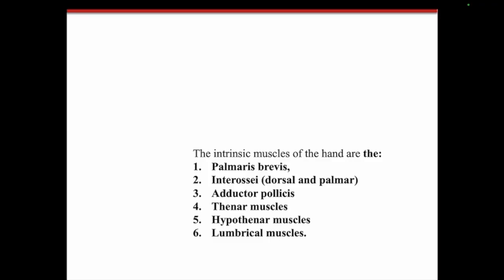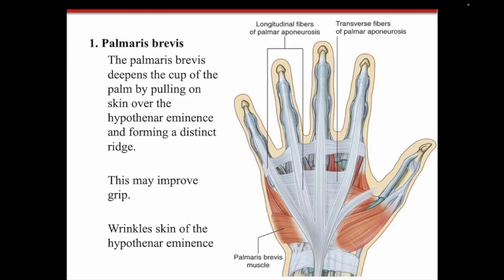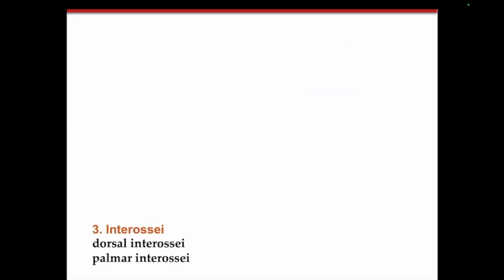The muscles of the hand are not muscles that we need to worry about because it's very difficult to isolate them, but there are some facts we should know that are helpful. These intrinsic muscles contribute to precision. You have the palmaris brevis, the hypothenar, and the thenar eminence. The adductor pollicis is the muscle that brings the thumb in. And then the dorsal interossei and the palmar interossei.